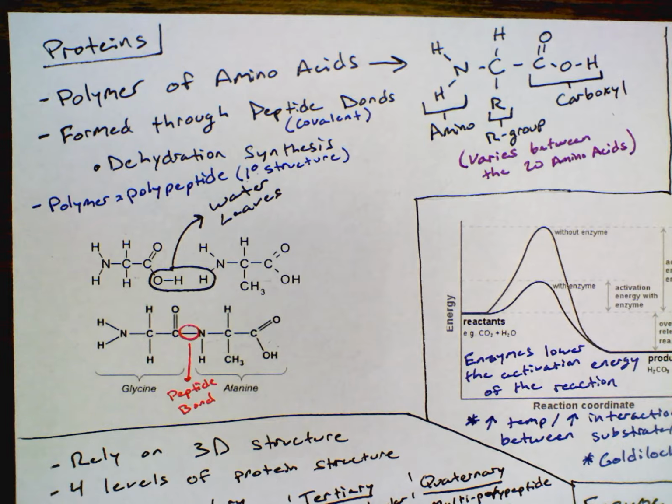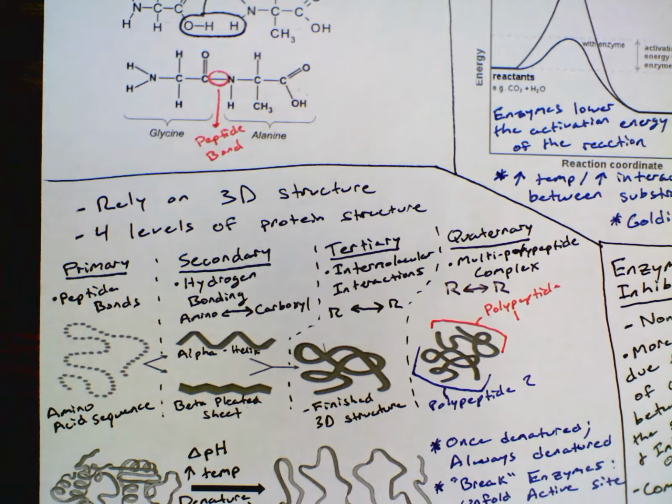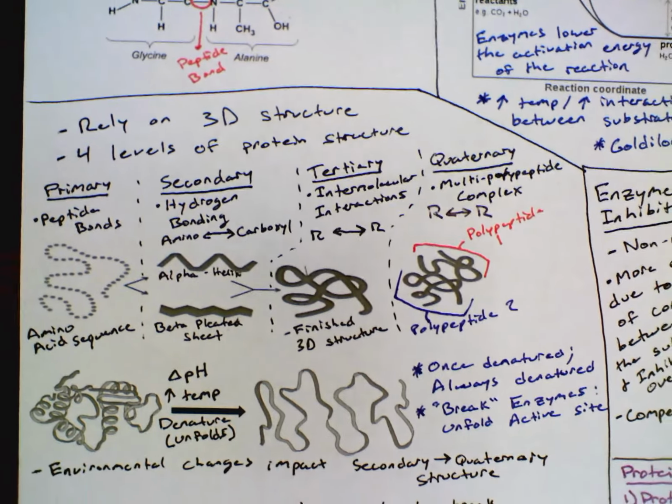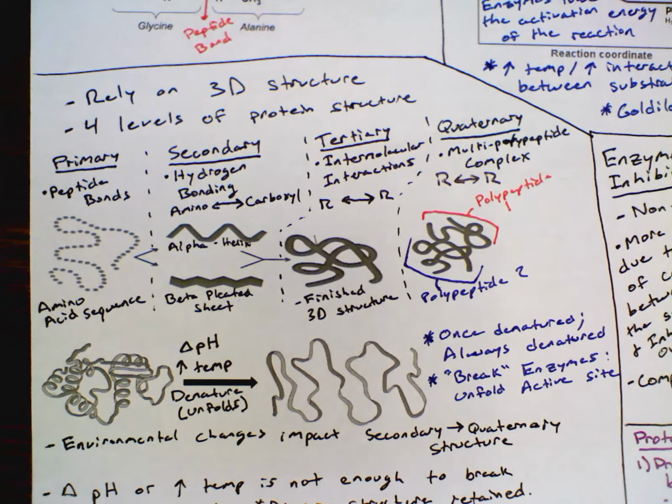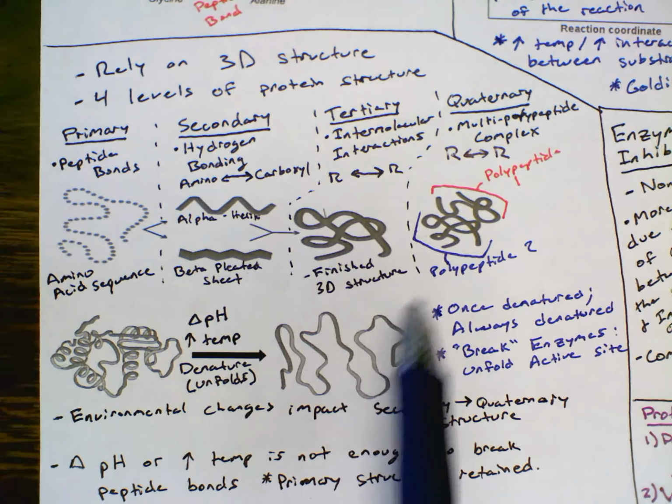Okay. So it is not enough just to get a chain of amino acids. We need something extra. And this is because proteins rely on their 3-dimensional structure in order to function properly. It looks like a lot, but it's actually just a lot of diagrams. Because of this, we end up with 4 different levels of protein structure: primary, secondary, tertiary, and quaternary. Each one builds upon the latter.